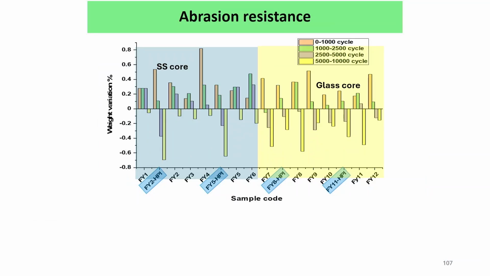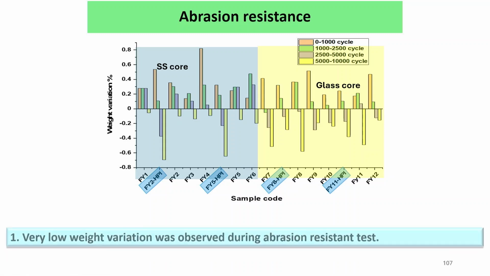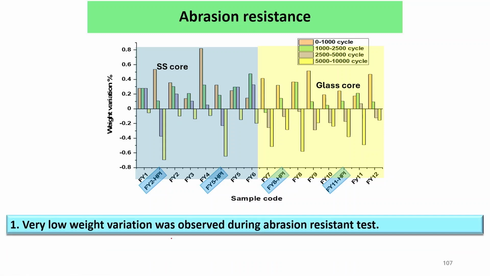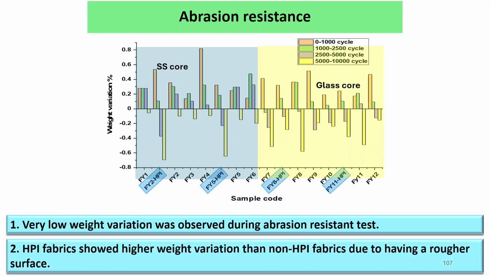Now, abrasion resistance. For any protective textiles the abrasion is very important. Now, here we can see very low weight variation was observed during the abrasion resistance test. So, that means the fabric abrasion did not happen. All the fabrics were found to be highly abrasion resistant. HPI fabrics showed higher weight variation than non-HPI fabrics due to having a rough surface.